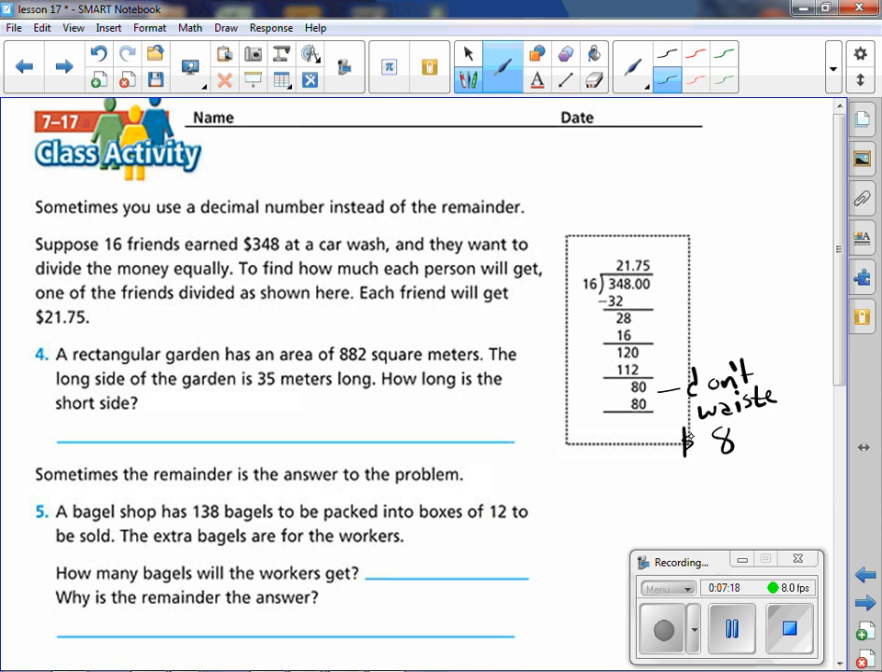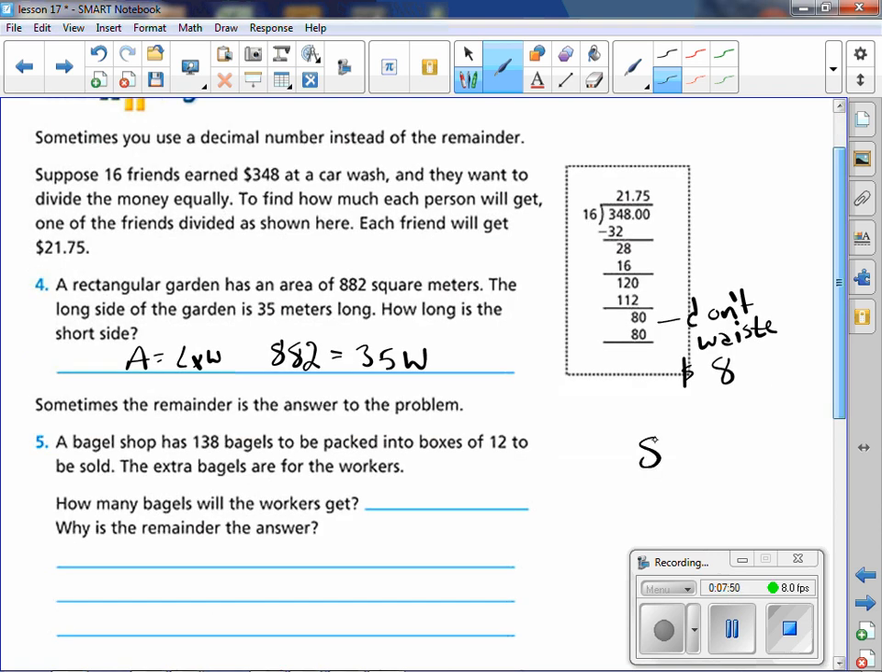Okay, so let's look at another one. A rectangle garden has an area of 882 square meters. The long side of the garden is 35 meters. How long is the short side? So remember, area equals length times width, right? And if we know the area, 882 equals 35 times the width, 35W, right? So we can think about the inverse operation, which is what we do when we divide, and we can take the 882 and divide that by 35.